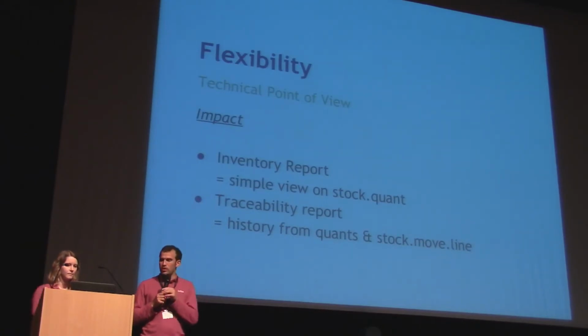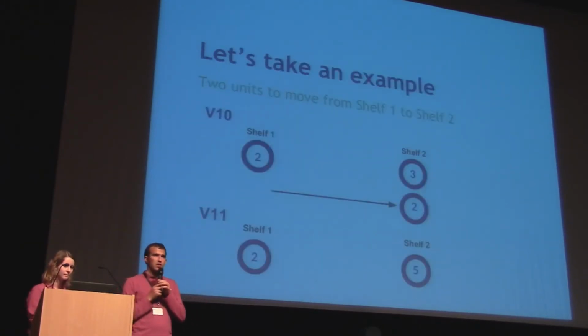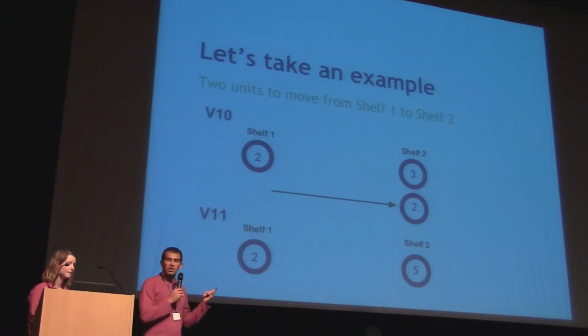What I wanted to say also is that in supplier we create negative quants. So if you receive 100 of product A, you'll have minus 100 of product A in supplier and 100 in your stock.